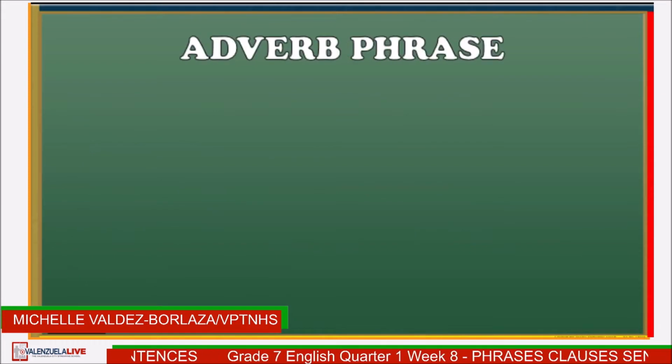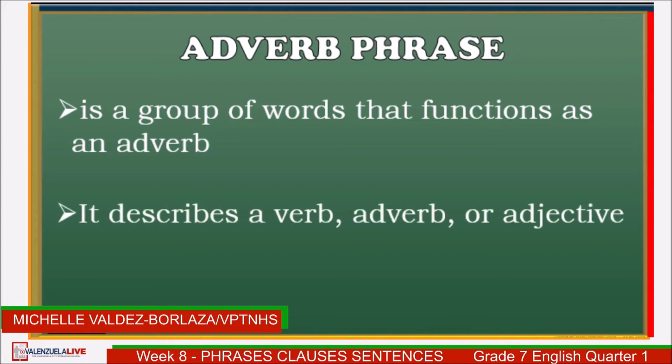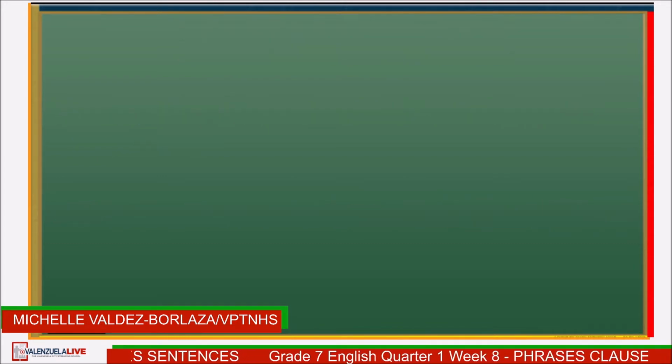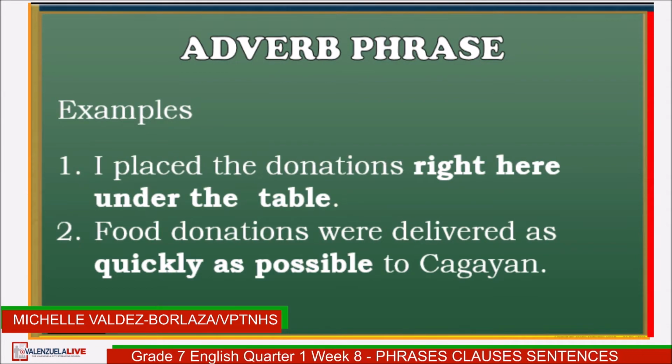An adverb phrase is a group of words that functions as an adverb. It describes a verb, an adverb, or adjective. Examples are, 1. I placed the donations right here under the table. 2. Food donations were delivered as quickly as possible to Cagayan.